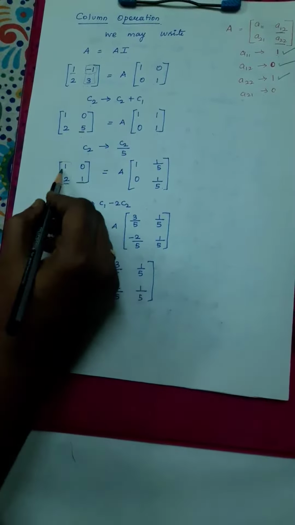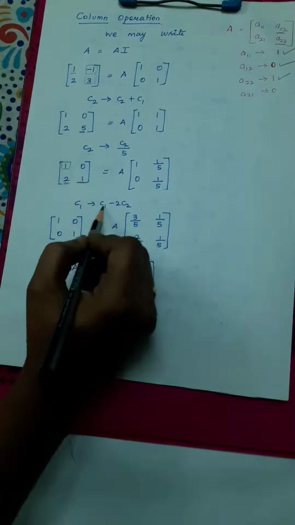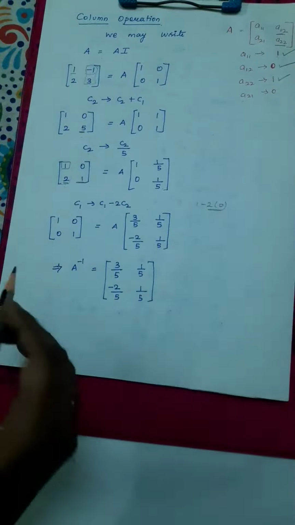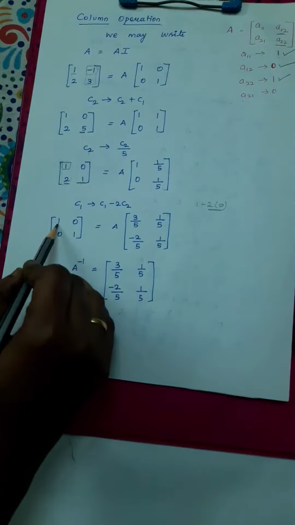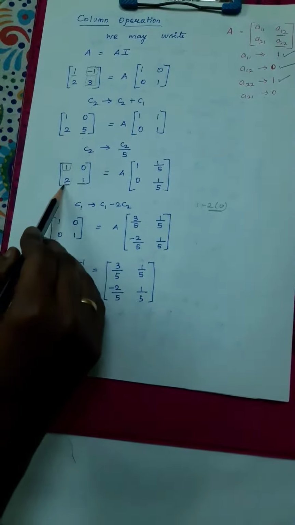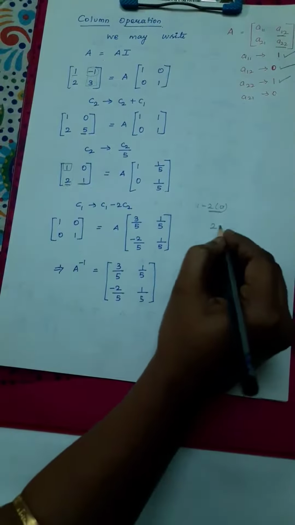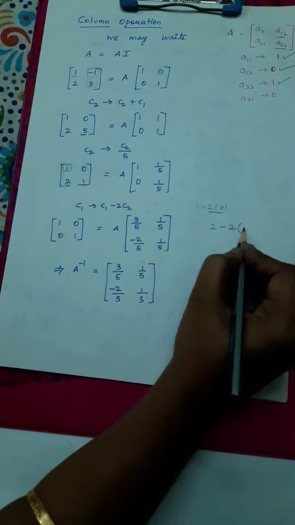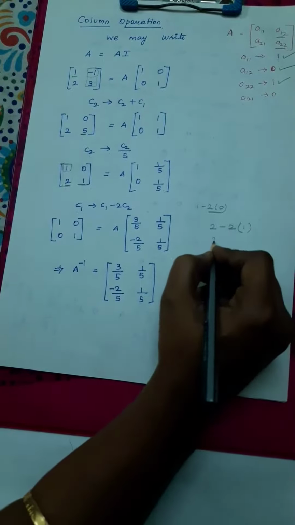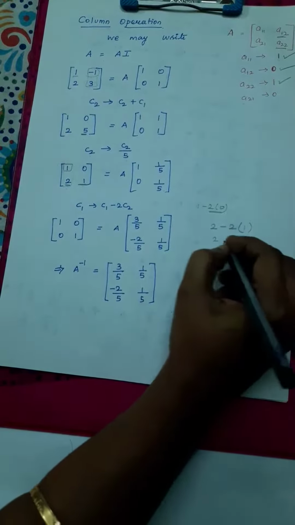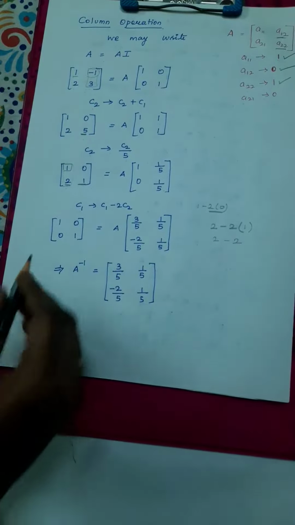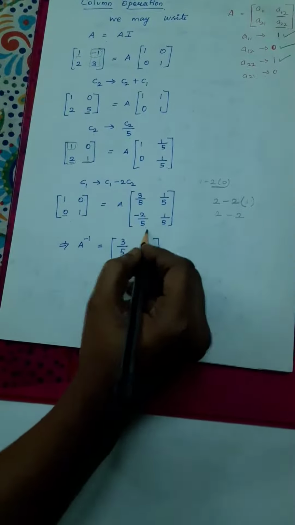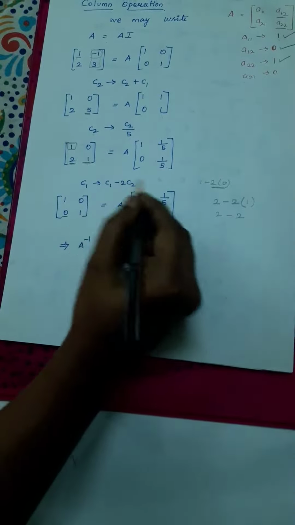Column 1: the first number of column 1 is 1. 1 minus 2 times 0. So 0 won't affect the number. So 1 minus 0 is 1. Then the second number is 2. So 2 minus 2 times, what is the corresponding element from column 2? 1. So 2 times 1 is 2. So 2 minus 2 is 0. So now we have finished the LHS. Now come to RHS. Column 1 minus 2C2.